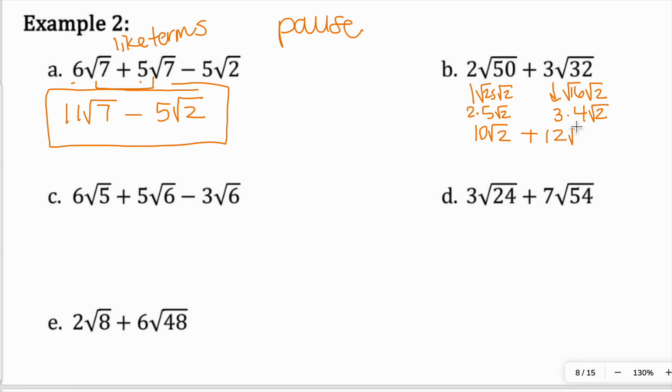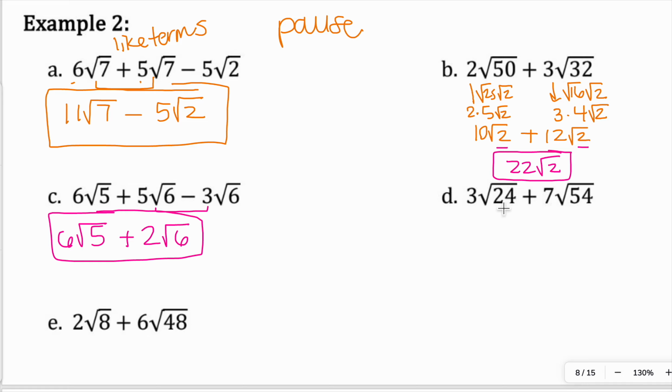So I have 12 square root 2, and now, noticing they both have the same square root in the end, I can add them together. 10 plus 12 is 22, and then keep square root 2. Okay? Here I can only subtract 5 and 3, so that's 2 square root 6, and then keep 6 square root 5 in the front.